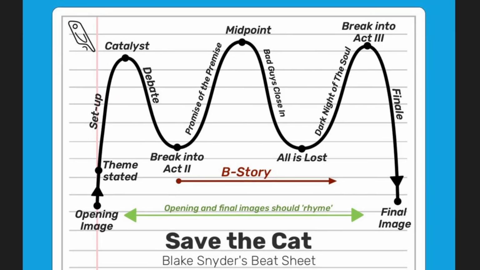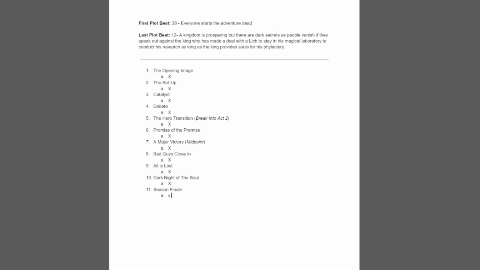So if you take a look at this and then go back here, I have these 11 beats that I've set up that are generally reflective of the graph in Save the Cat, with a few minor differences. Now we're going to go through all of these beats throughout the video, but I want to give you the step-by-step method of actually setting up your own intermediate arc.